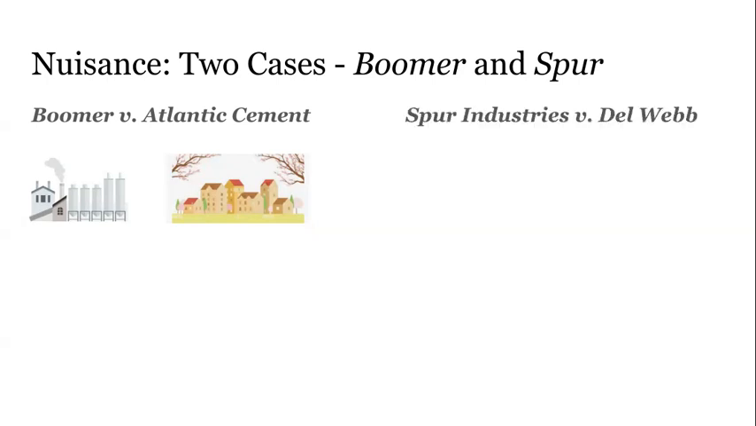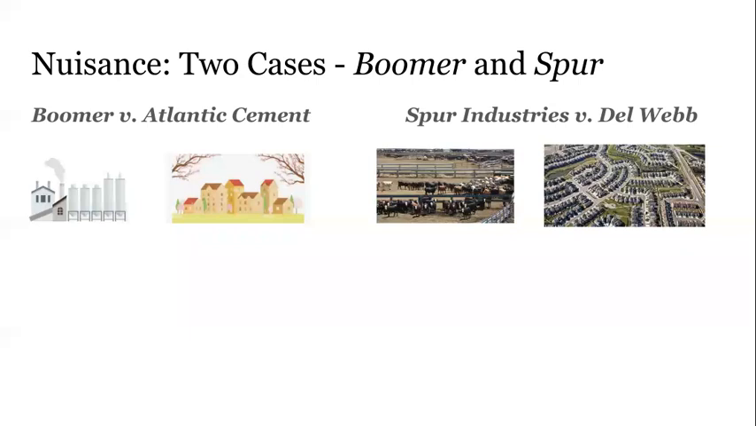Another case, 10 plus years later in a different part of the country in the Southwest, we have Spur Industries versus Del Webb development. In this case, Spur Industries is a cattle feedlot, one of these large scale cattle feedlots. And Del Webb is, in the Southwest, you think of Arizona, for example, and this is the 1970s, it's become a place for retirement communities.